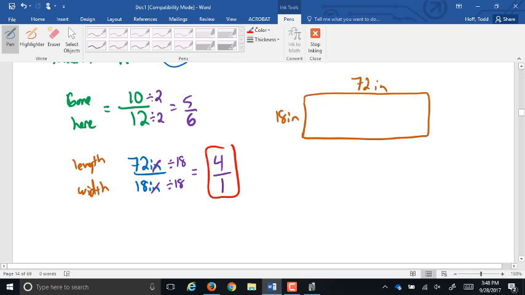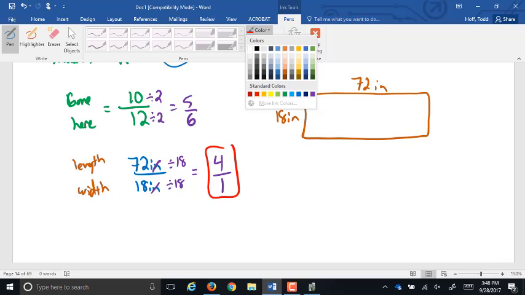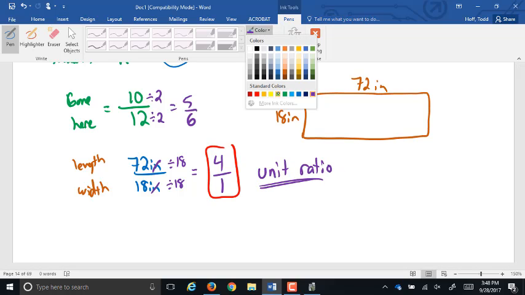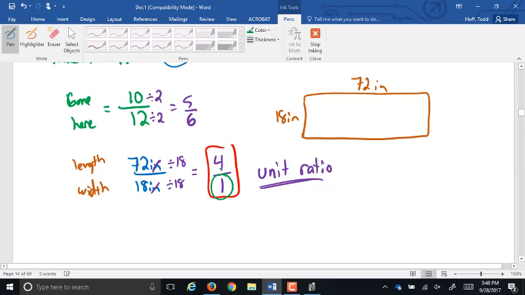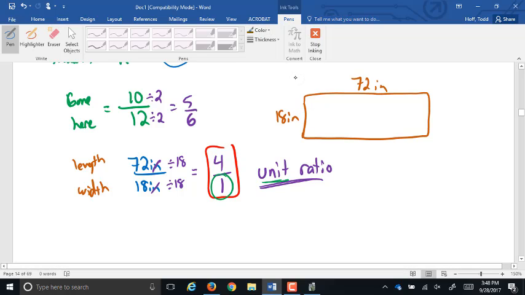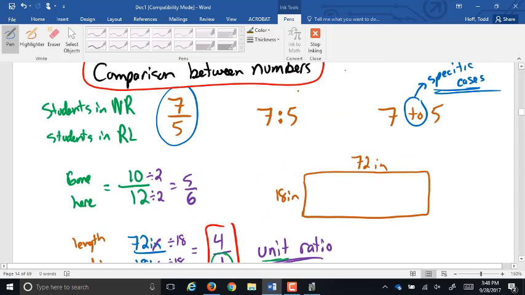Now, something you'll notice here, by the way, this is a special kind of ratio. This is called a unit ratio because the denominator, the bottom of the fraction, the second number, is a 1. We're comparing something to 1. We're comparing it to a single unit. Anyway, you may have noticed in all the ratios I've created so far, we're comparing two things that are alike. Students to students.